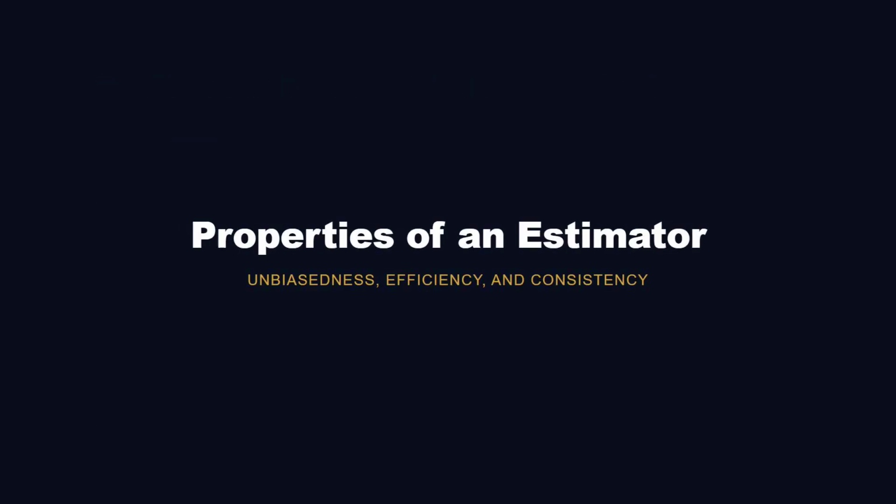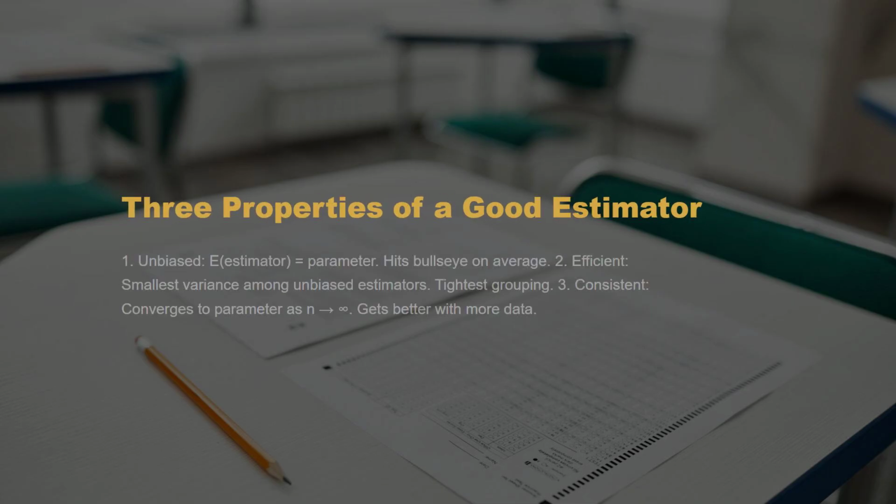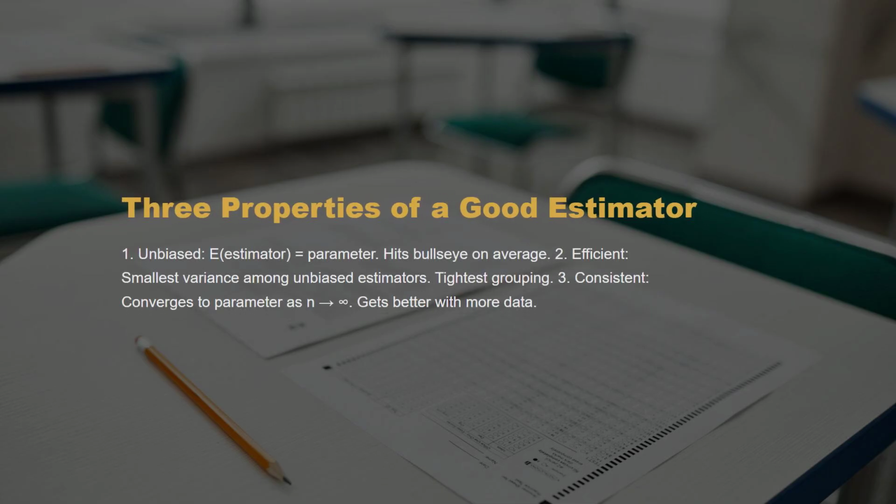Part 6. Properties of an estimator. What makes a good estimator and how to judge quality. The CFA curriculum identifies 3 desirable properties of an estimator. First, unbiasedness. An estimator is unbiased if its expected value equals the true population parameter.